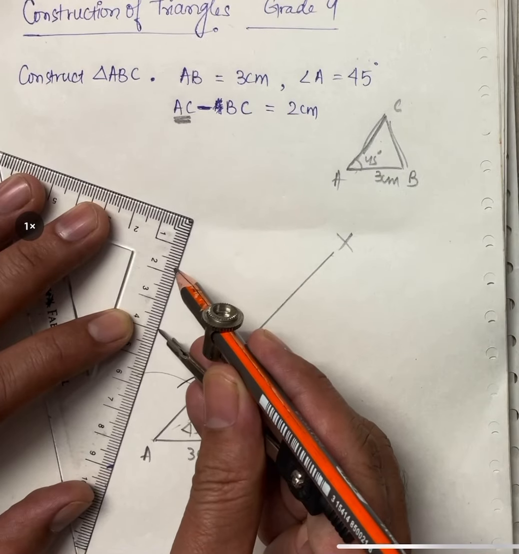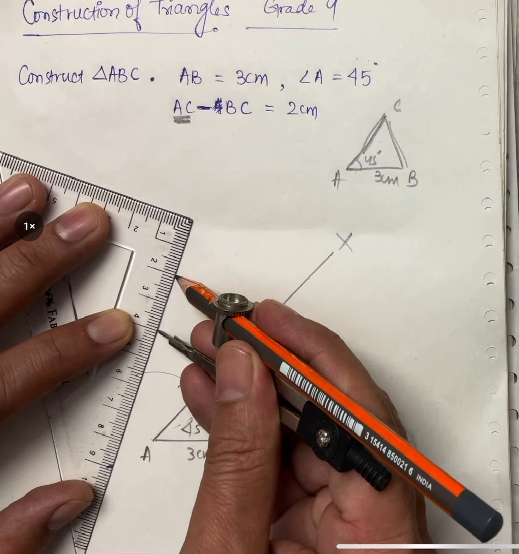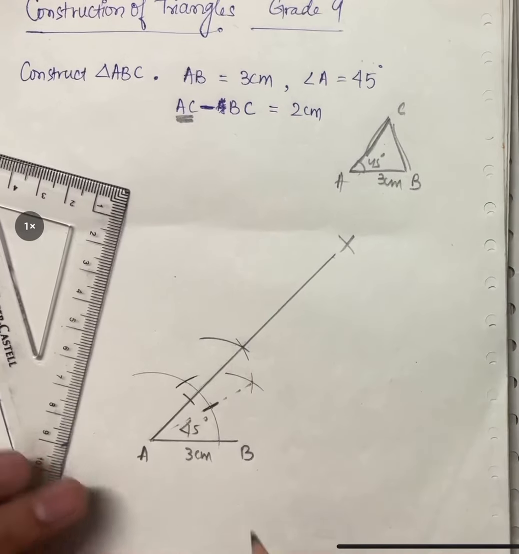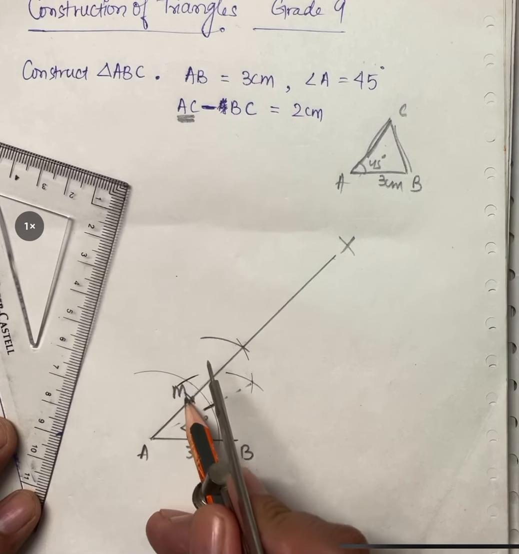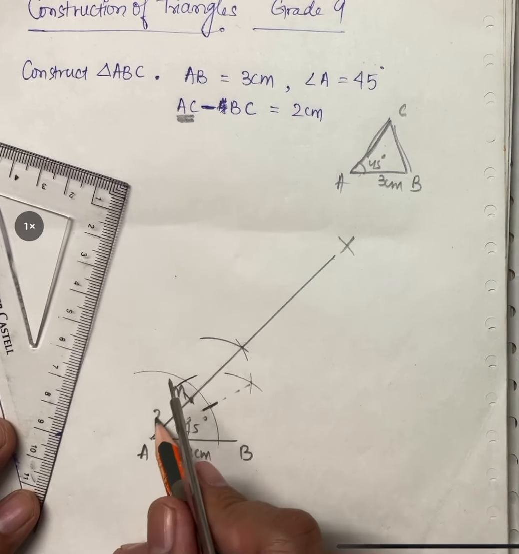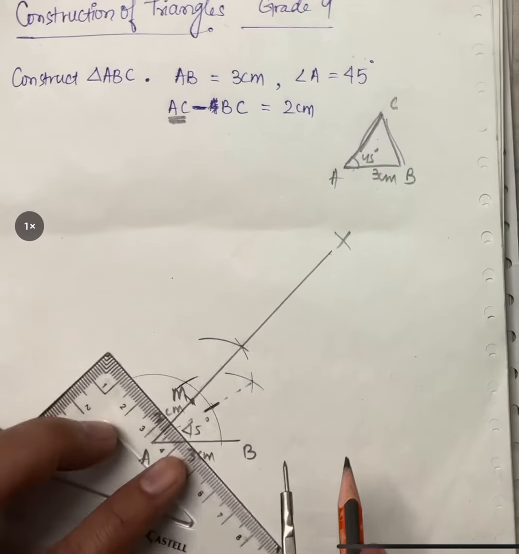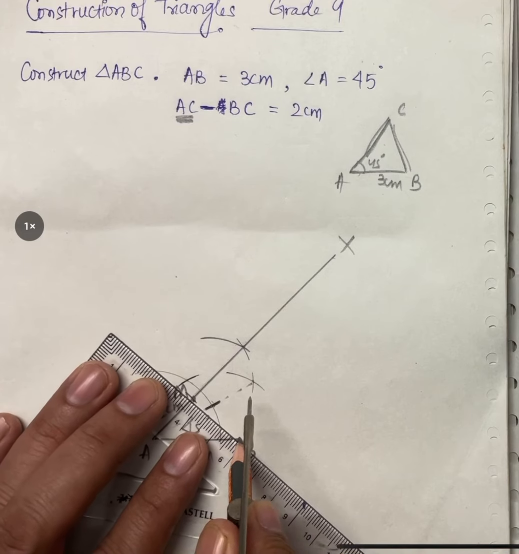Let's take 2 centimeter. From 4 to 2, this will be 2 centimeter only, yeah? Correct? I keep the needle here and I cut it. This is 2 centimeter. Let's call this M. Yeah? It's 2 centimeter. Join BM. We're joining BM.